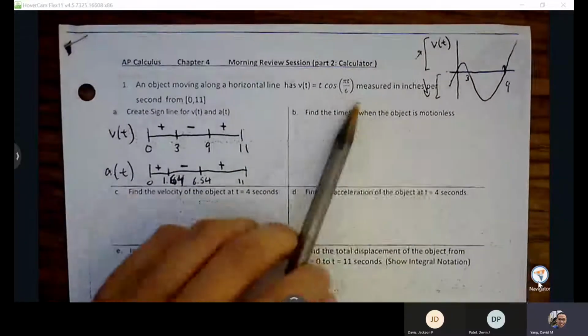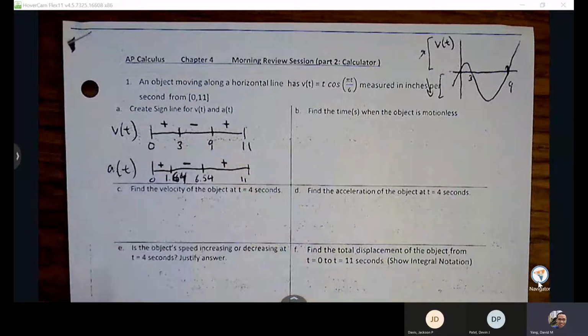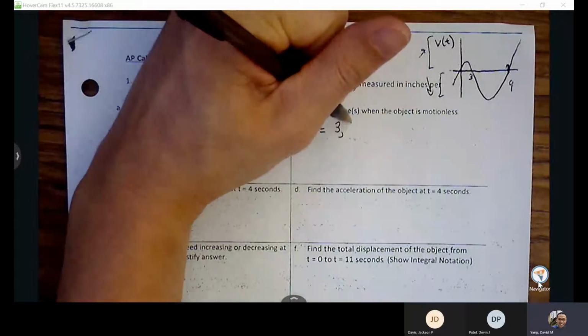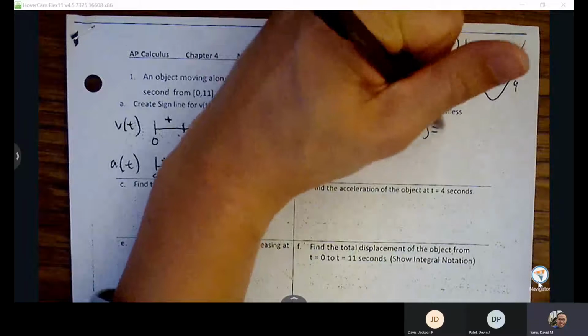Okay, so part B says find the time when the object is motionless. Motionless is when velocity is 0. So at time t equals 3, because v of t is equal to 0.